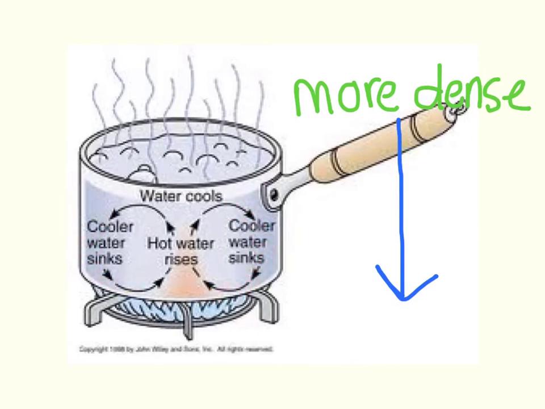When it sinks, it now encounters the heat source. When it encounters the heat source, it becomes warmer. When it becomes warmer, it becomes less dense and rises. When it rises, it slows down, cools off, and becomes more dense. When it becomes more dense, it has to sink. This process of warm fluid rising and cool fluid sinking is the process of convection.